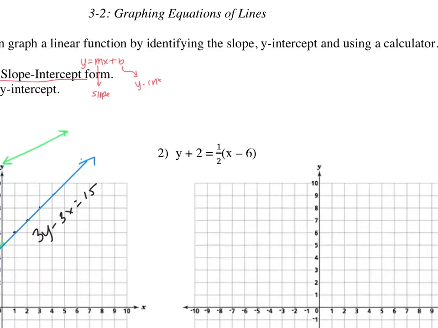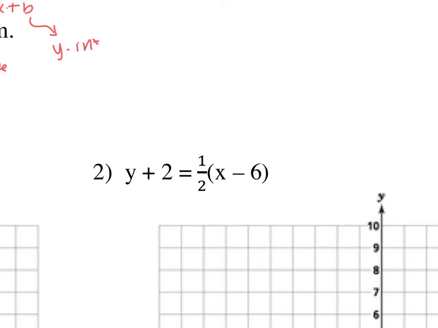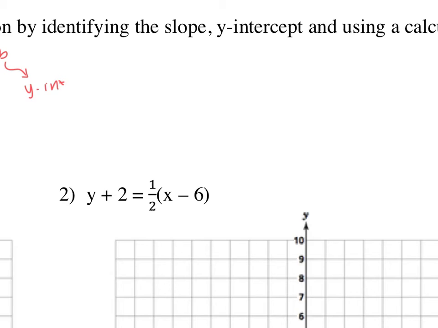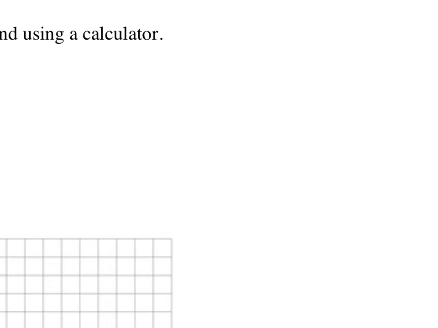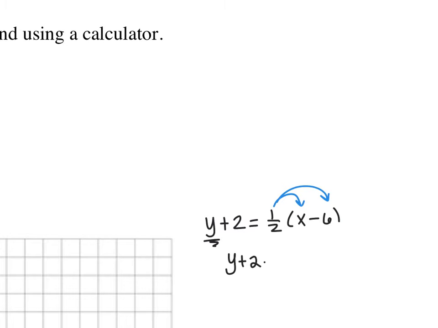So in our next example, it's not in slope-intercept form because I don't know what my slope or my y-intercept is. I do know what my slope is by looking at it, but we want to solve for y. So we're going to rewrite this equation: y plus 2 equals 1/2 times (x minus 6). We want to get y by itself. But I have parentheses, so I'm going to distribute my 1/2 to each term on the inside. So I have y plus 2 equals 1/2 times x is 1/2 x, and 1/2 times -6 is -3.